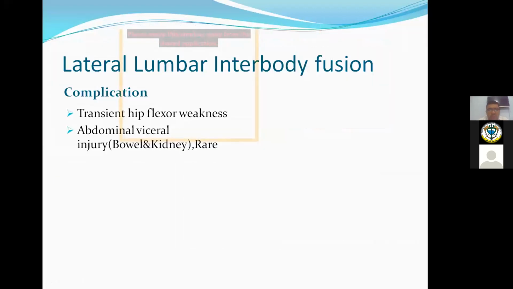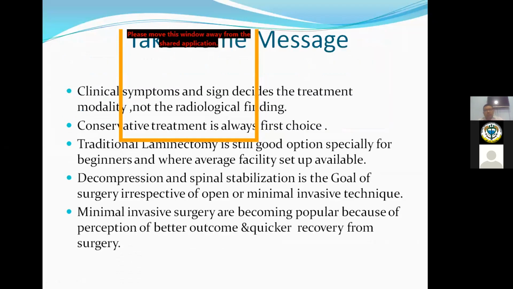The main complication in lateral lumbar interbody fusion is transient hip flexor weakness because of lumbar plexus injury, and sometimes abdominal visceral injury, which is not common, it's rare. So the take home message is, though there are various grading systems, clinical symptoms and signs should still be the deciding factor for the treatment modality for the stenosis patient.